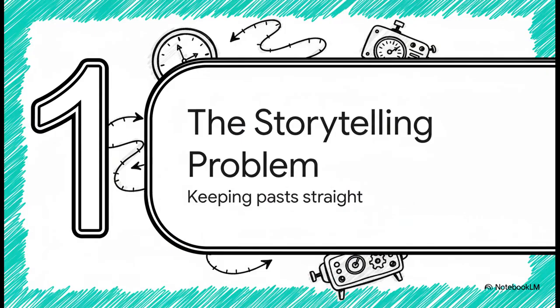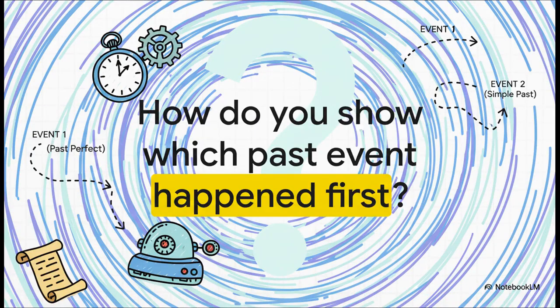So just picture this for a second. You're telling a great story about something that happened yesterday. Seems simple enough, right? But what if you need to talk about two different things that happened, and the order is super important? Well, that's where things can get confusing, and fast. I mean, really think about it. When you've got two actions that both happened in the past, how do you make it absolutely crystal clear which one came first? You don't want the person listening to get all mixed up in your timeline.